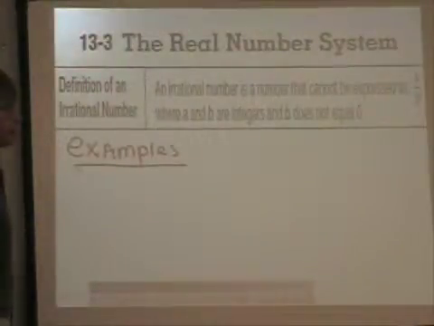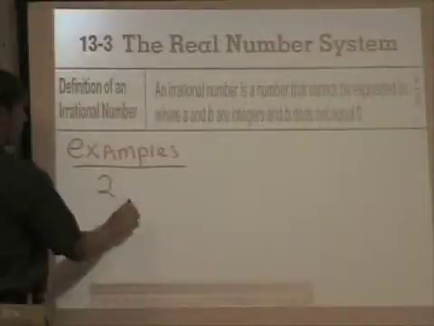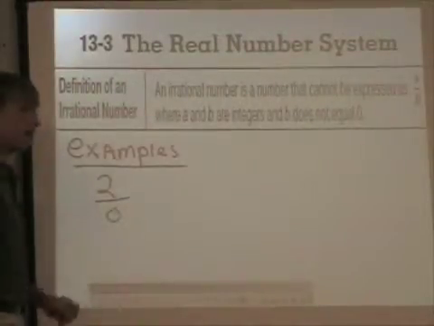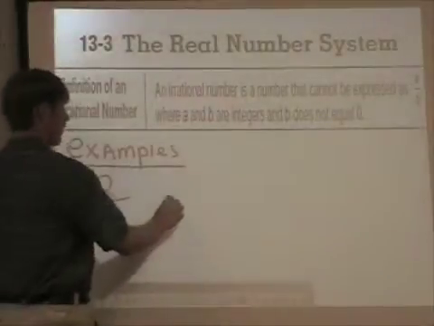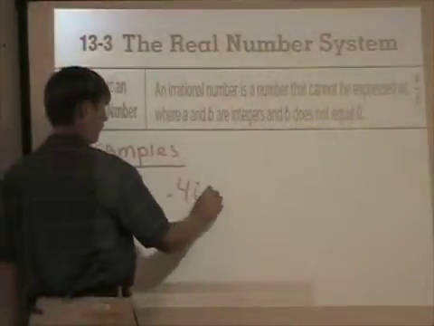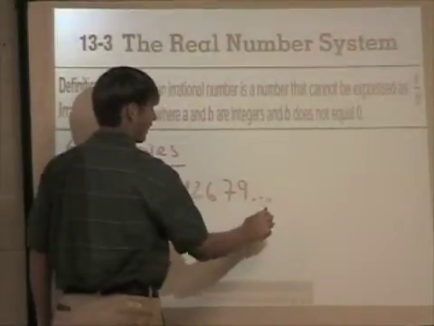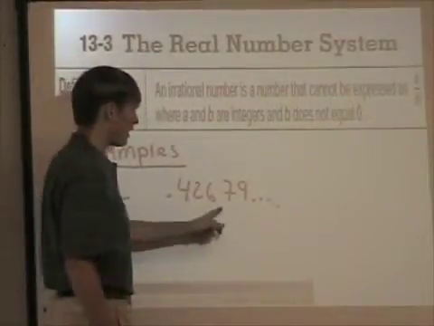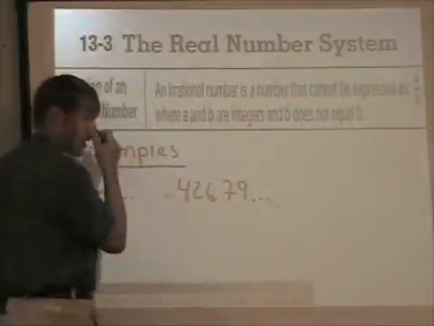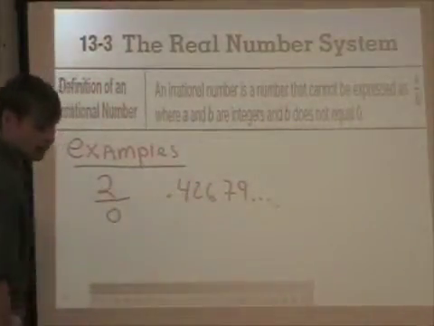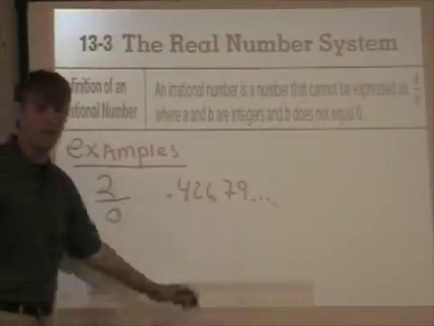Now, some examples of irrational numbers would be something like 2 divided by 0. That's irrational because it's being divided by 0. Another one would be 0.42679, and then when they put dot, dot, dot like that, what's that mean? It keeps going on. Now, does this have any kind of pattern? No, so this is irrational. So here are 2 good examples of irrational numbers.